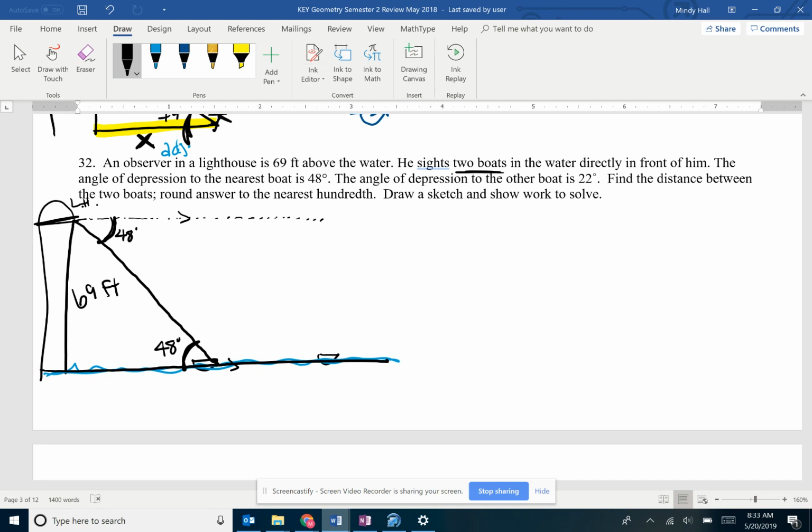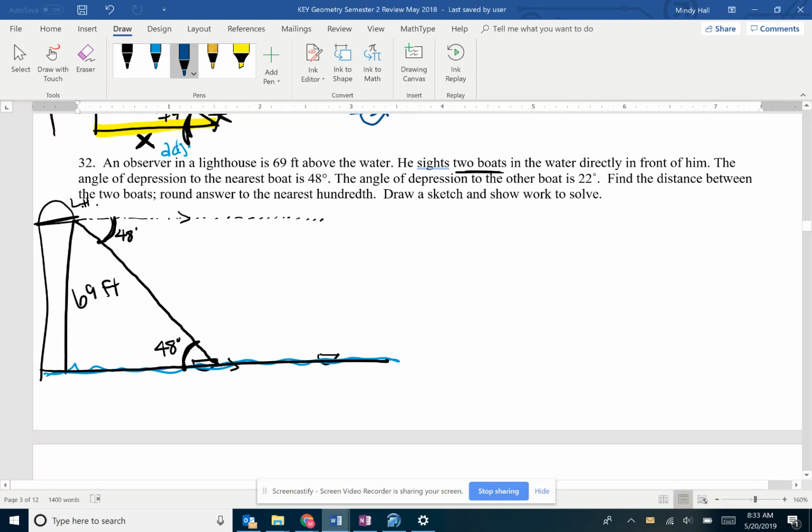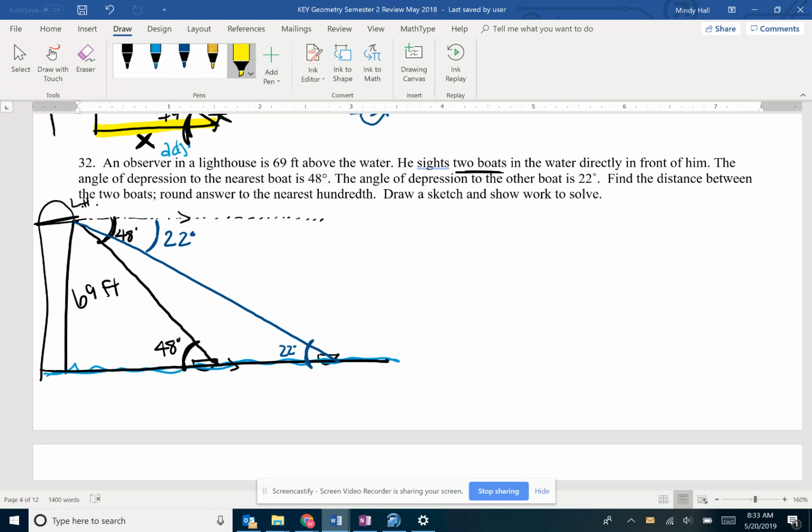Then, I'm going to use a different color now, the angle of depression to the other boat is 22 degrees. So from there all the way to the other boat, this angle is only 22 degrees. So again, by alternate interior angles, I know this angle is 22 degrees. Then we want to find the distance between the two boats. So that's going to be this distance right here, and we're going to round to the nearest hundredth.